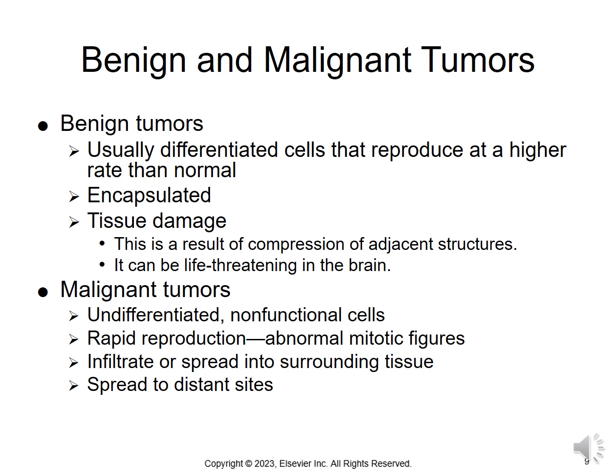Benign tumors usually consist of differentiated cells that reproduce at a higher rate than normal. The benign tumor is often encapsulated and expands, but it doesn't spread. It is able to move freely when you palpate it. Tissue damage results from compression of the adjacent structures, such as the blood vessels.